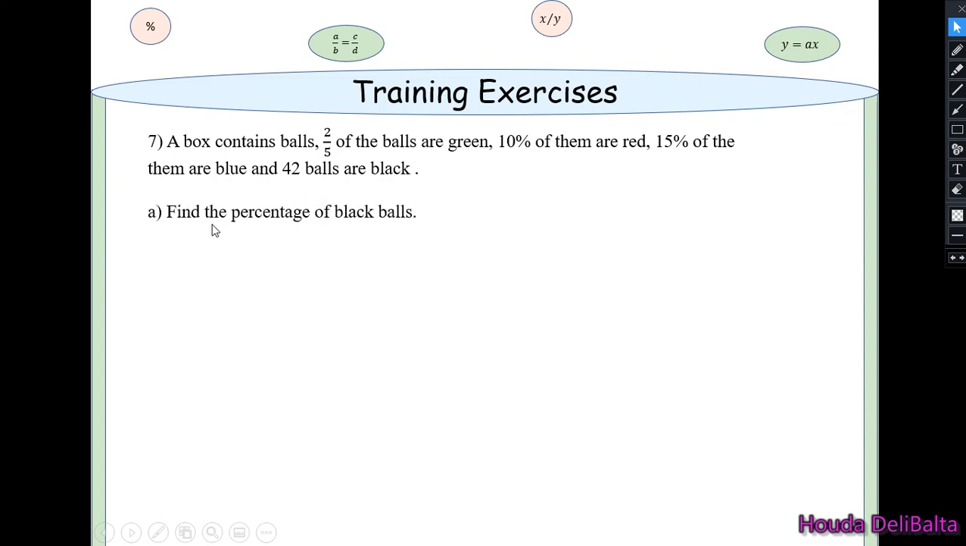Now the first question is to find the percentage of black balls. So I need to find the percentage of black balls. In part B, I need to deduce the total number of balls.